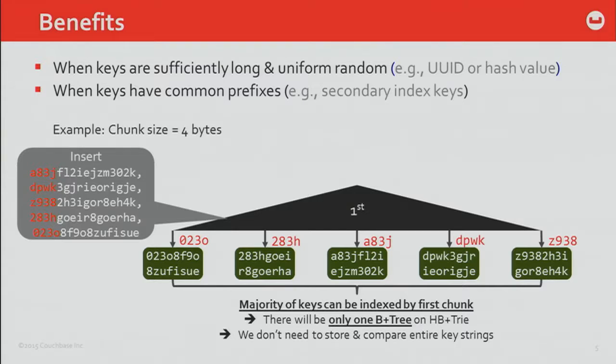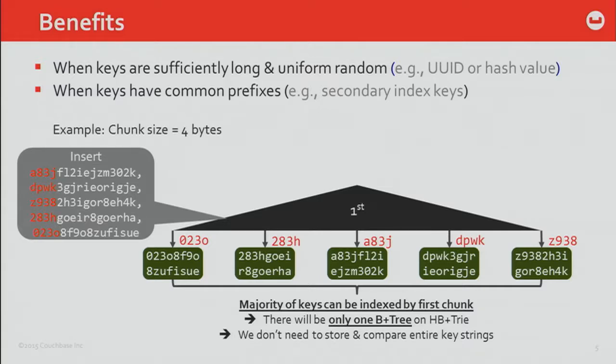As an example, let's assume that the application keys are randomly generated, such as UUIDs or hash values. Then in this case, most of the keys can be indexed by using the first chunk, which means we only need to construct the first-level B+tree using the first chunk. Now, we don't need to store the entire key string in the index.